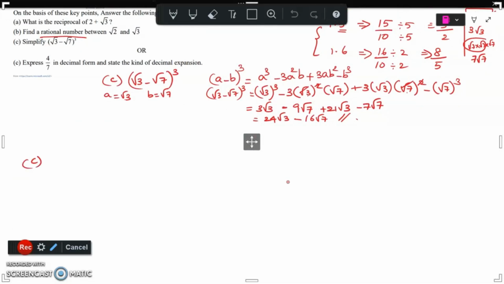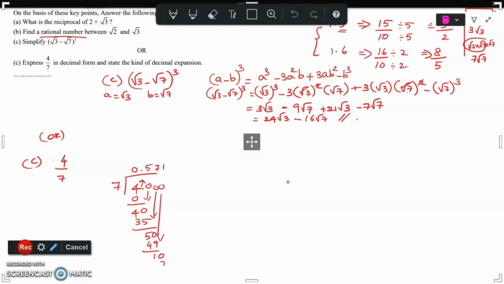So C internal choice, okay, 4 by 7. I have to find what kind of decimal expansion it is, whether terminating or non-terminating. So what we will do? We have to divide. First, 4 will not go in 7's table, so it is 0 times. Keep the decimal and continue the division by inserting 0. So 7 5s are 35. So the remainder is 5. Continue the division. So it is 7 7s are 49. Remainder 1. Continue the division.